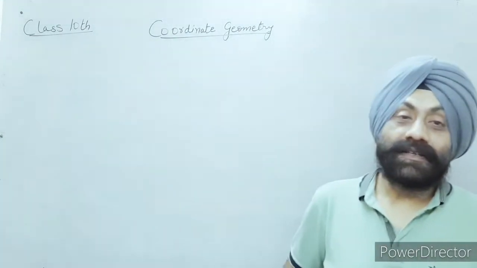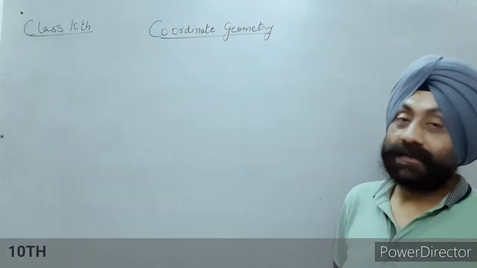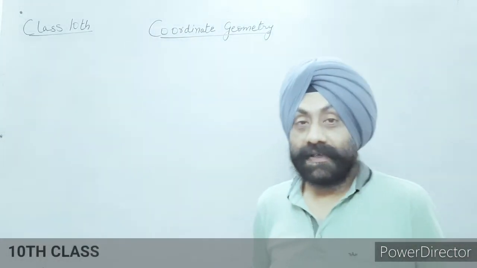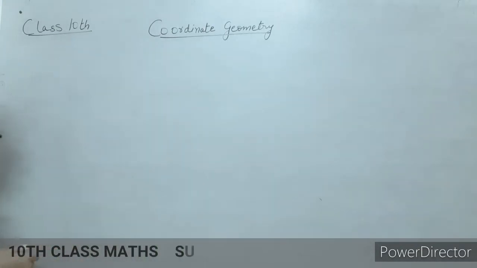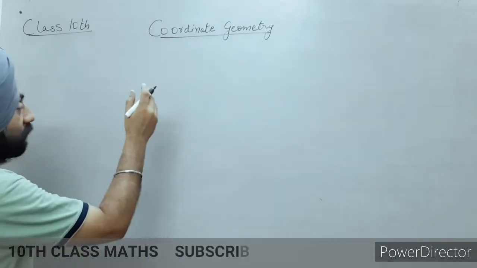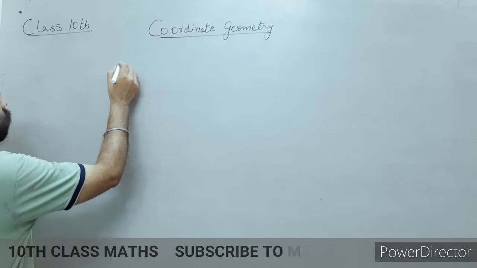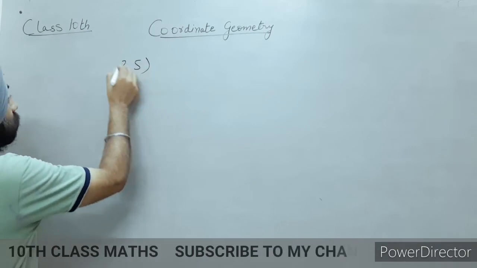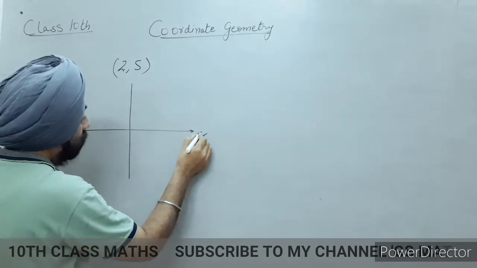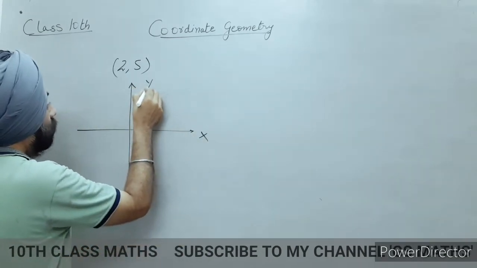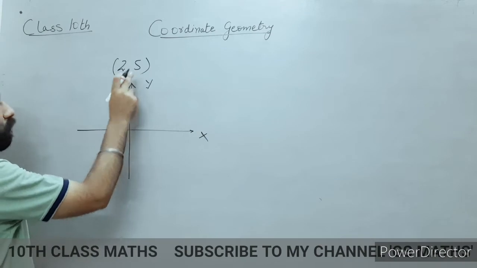Today I am going to explain a topic from class 10, that is coordinate geometry. Till now we have studied only how to locate points. Just like if I want to locate (2, 5), where will I locate it? These are the two axes, this is the x-axis, this is the y-axis. I have to locate (2, 5).